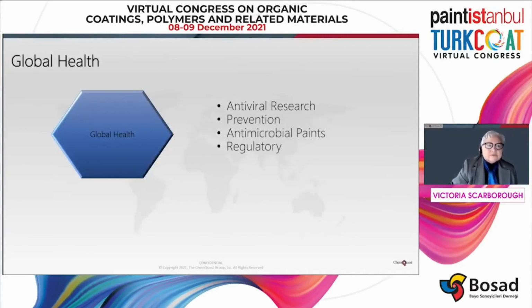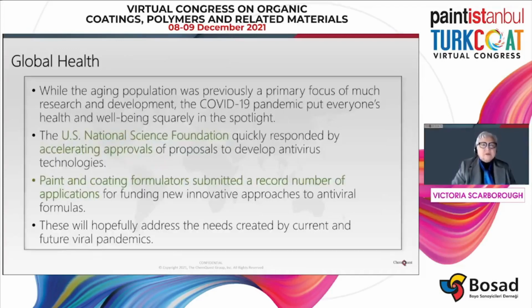So global health is very important, as we've seen now with the COVID pandemic. It's affected everyone, and it's brought us to new areas of research, particularly antiviral research and prevention and antimicrobial paints, and our regulatory environment has changed slightly. And so we have an aging population, and the COVID pandemic has affected them, but it's really affected everyone.